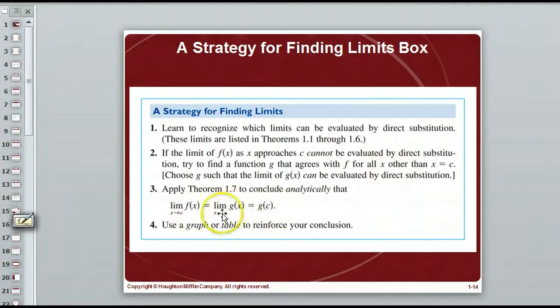And then, since they agree in all the places, f and g agree everywhere except in one place, that still means the limits would be the same, so that would be your g of c. Then use a graph or table to reinforce your conclusions.